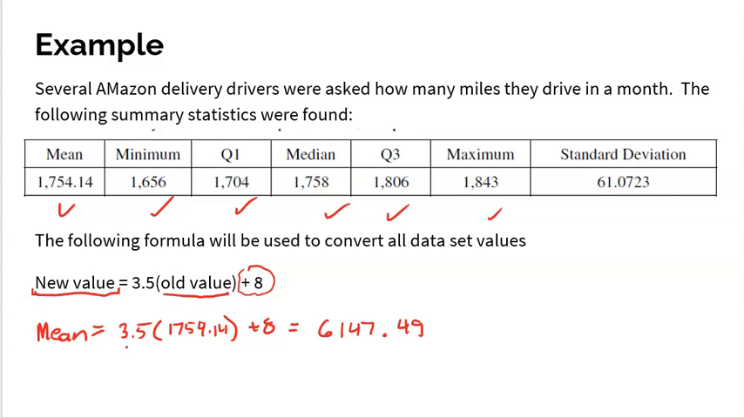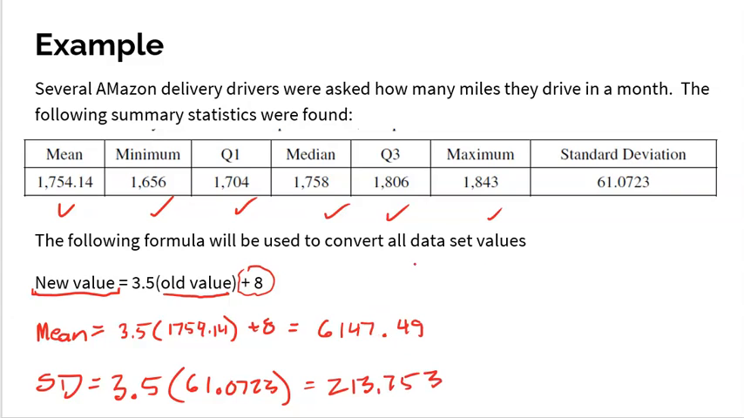But what's the new standard deviation? Standard deviation only gets affected by multiplication. So I would take the 3.5 and multiply it by 61.0723, and that's it. You would not add the 8. Addition doesn't affect standard deviation. So 3.5 times 61.0723 would be 213.753.